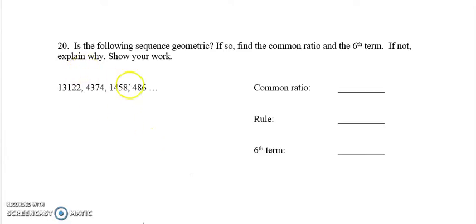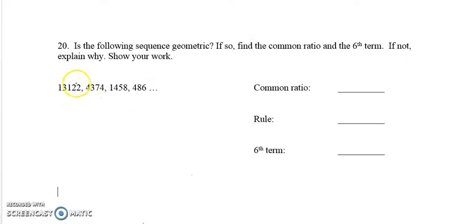Number 20. Is the following sequence geometric? Remember what a geometric sequence is. A geometric sequence is a sequence where there's a specific pattern. The specific pattern is you multiply the previous term by a specific value, which is called the common ratio, to get the next term. So the common ratio must be the same for each one of these multiplications.